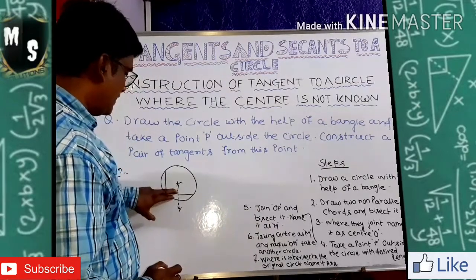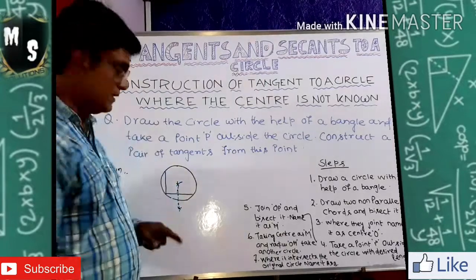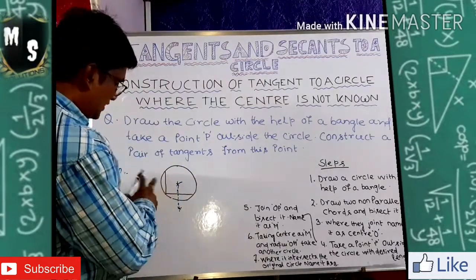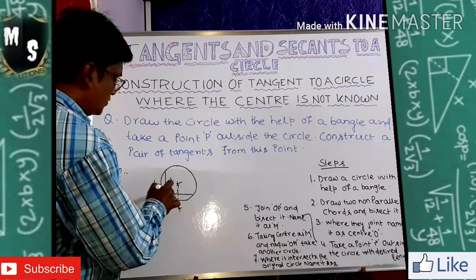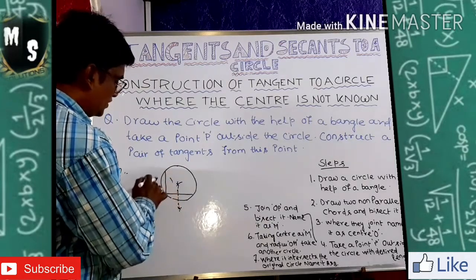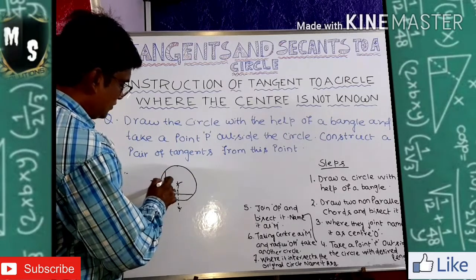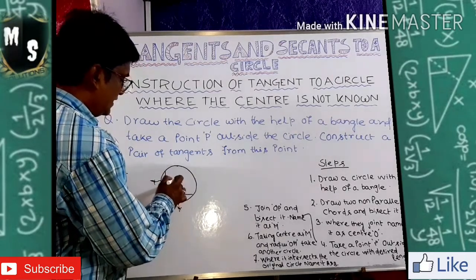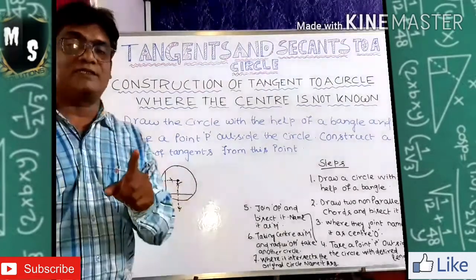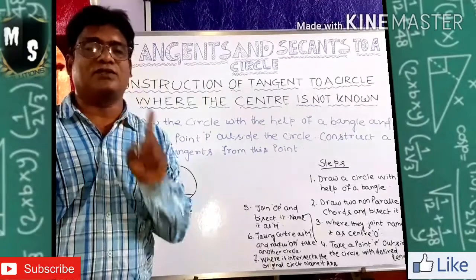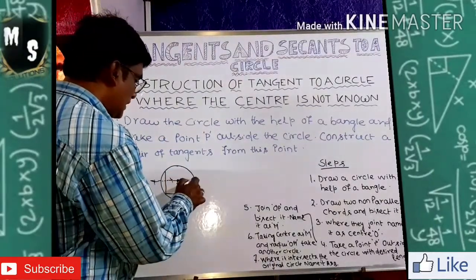Now I got the bisector of this chord. Now I am bisecting this other chord also. So take the perpendicular bisectors, and from this point go through this arc, from this point go through this, and join it also. See now, extend them. Where they meet, that is the center of the circle. Now you got the center. Clear? Now you join the line.